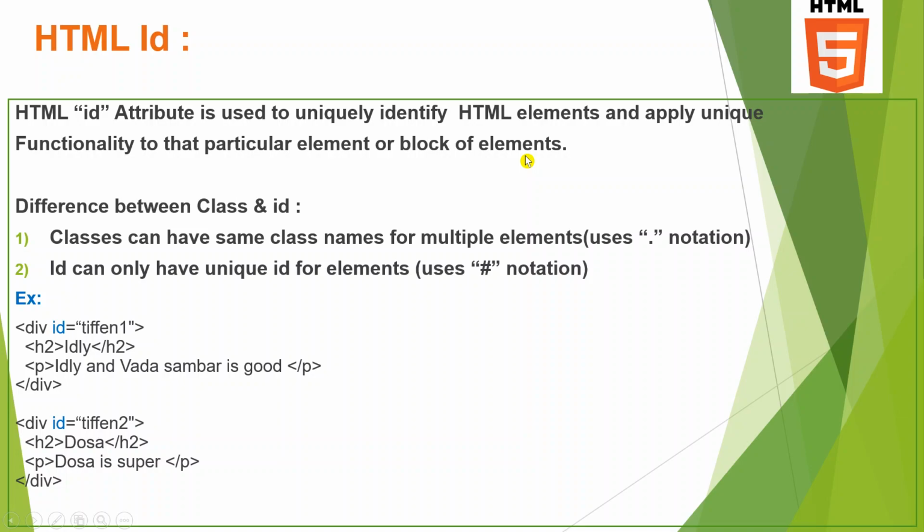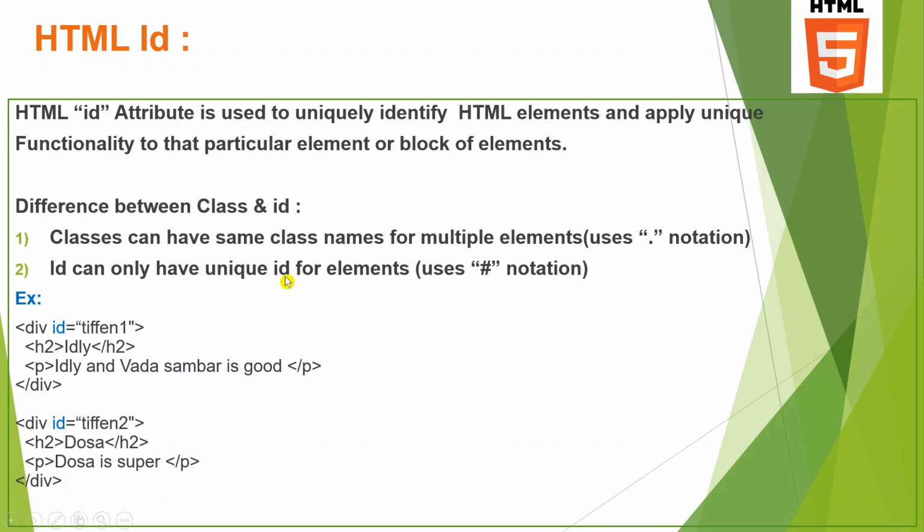And with the example you can understand. Don't worry if you don't understand this sentence. The difference between the class and ID attributes is that class can have the same class names for multiple elements, and it uses dot notation for accessing the group of elements. Whereas an id can only have a unique id for the element, or group of elements.